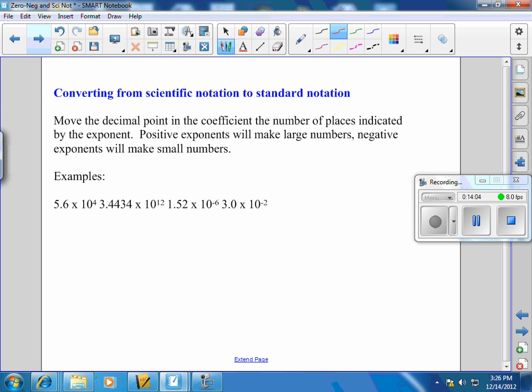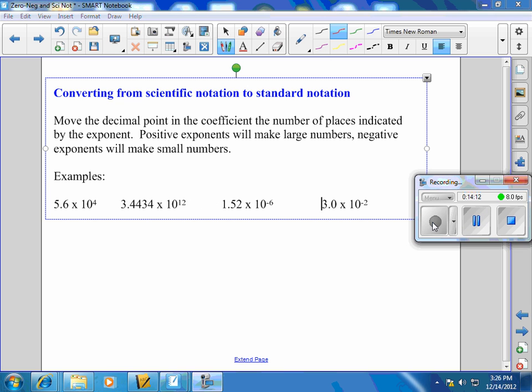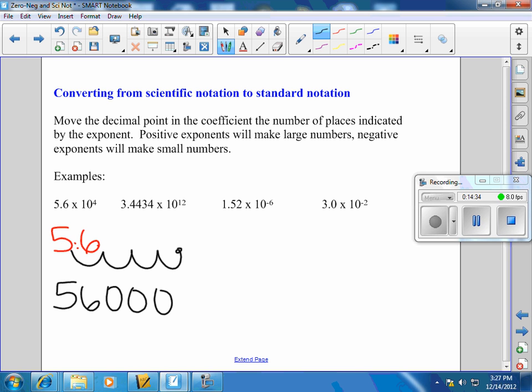Now we're going to go backwards, converting from scientific notation to standard notation. So what you need to do for these is multiply by 10, or divide by 10, that many times. So if I have 5.6 times 10 to the 4th, I need to move my decimal 1, 2, 3, 4. So my new number is 56,000. Skip this one and move on to this, 5.12.